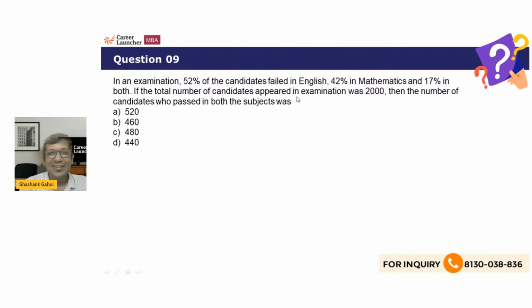Now it is a question where we need to do something. If I need to solve this question, what am I going to do? We are talking about the failed ones, right? So 52% candidates failed in English. Okay. So I'm talking about English. I am doing 52. Maths 42. Okay. So maths we have 42. 17 in both. So this is 17.